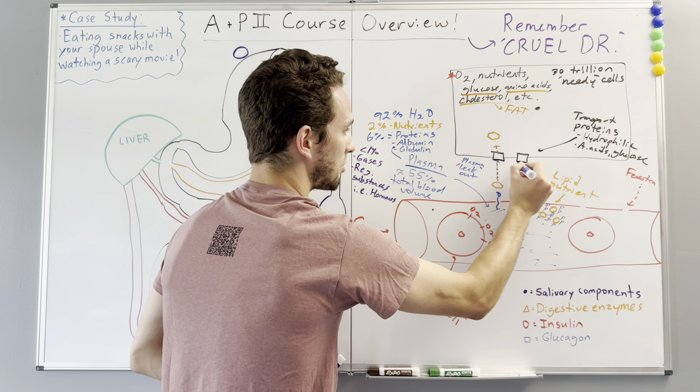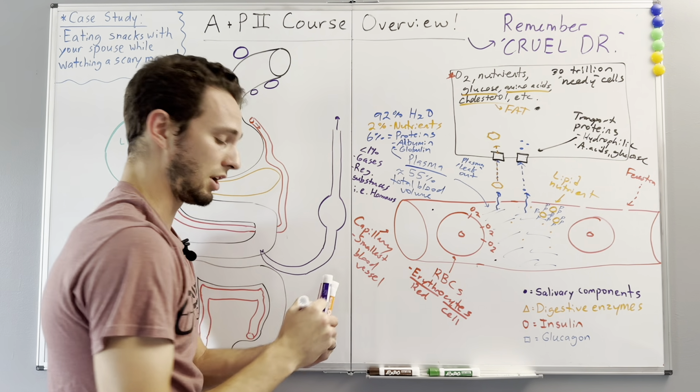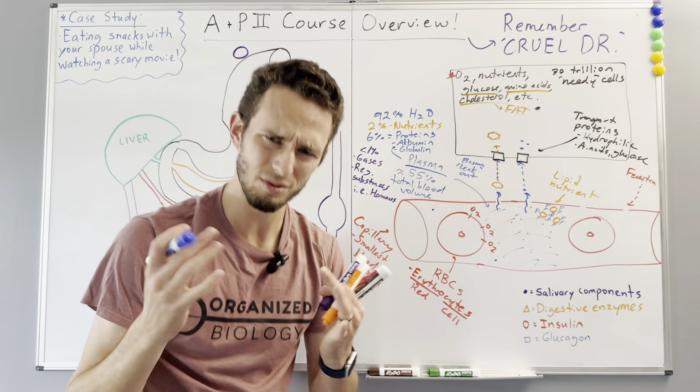Those amino acids would have to travel through amino acid transport proteins, get in the cell so the cell can then build those proteins inside of it. Is this making sense? Hopefully.